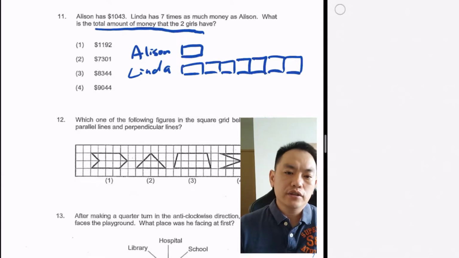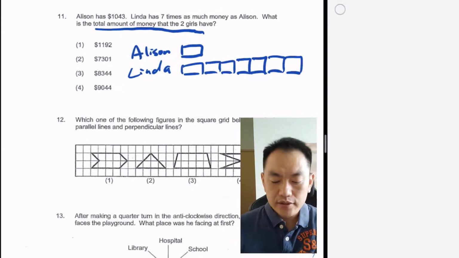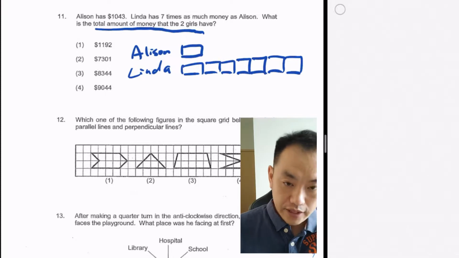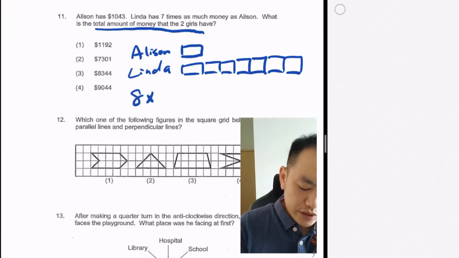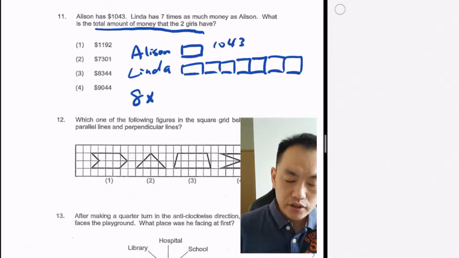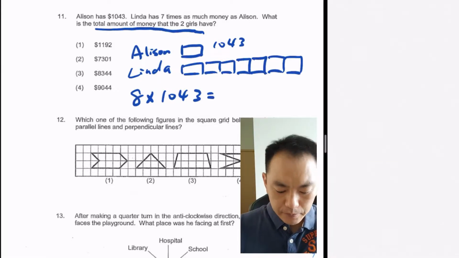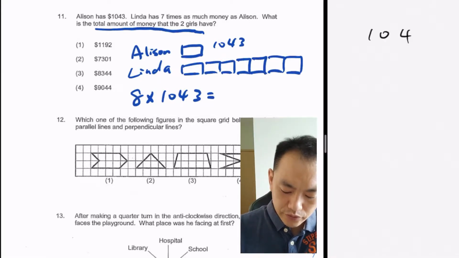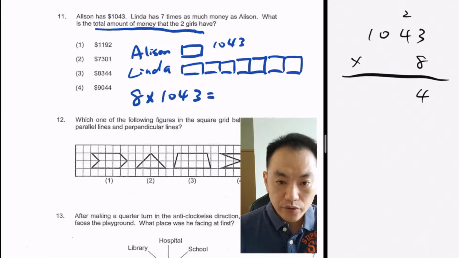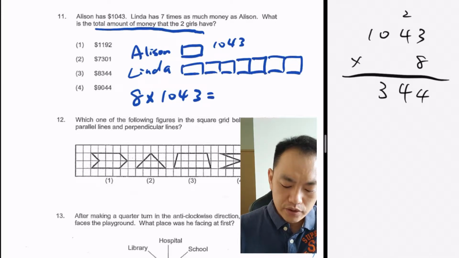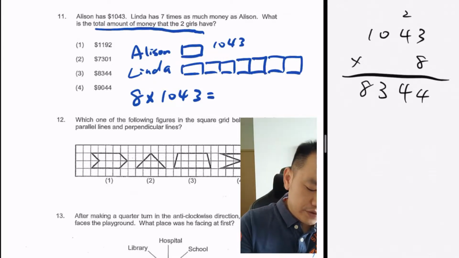So if you want to find how much money they have in total, you need to add Ellison, which is 1 portion, plus Linda, which is 7 portions. So totally they have 8 portions. And how much is 1 portion? Ellison's money is 1043. So what you do is you just times by 8. The remaining is a basic calculation. So 1043 times 8. 8 times 3, 24. 8 times 4, 32, plus 2 is 34. There's a 0, so please put down the 3. 8 times 1 is 8. So totally they have $8344, which the answer is 3.